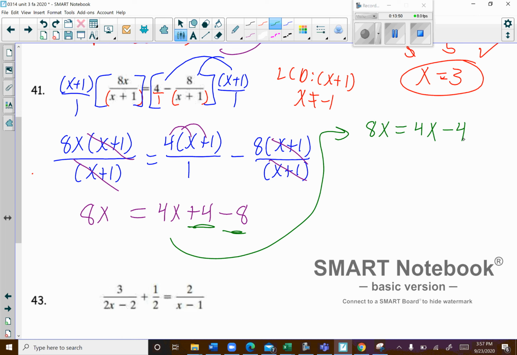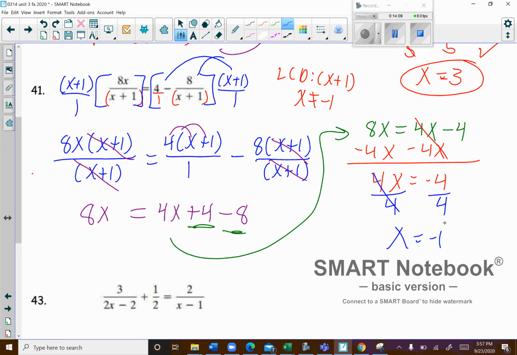Okay, and so now we'll go ahead and subtract 4x from both sides. That cancels out. That'll leave us with 4x equals -4. Then we'll divide by 4 on both sides, and we'll get x equals -1. Uh-oh, I've got a problem here. That's my restricted value. So we haven't seen a problem like this before.